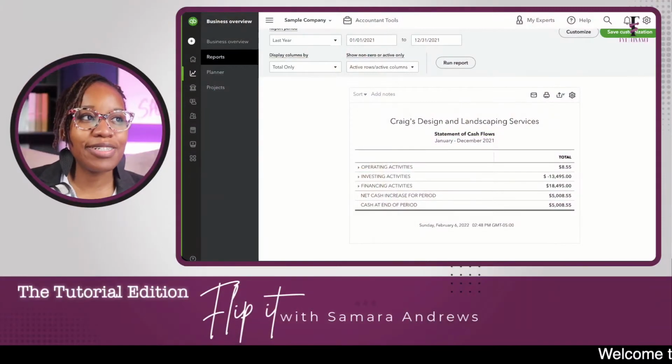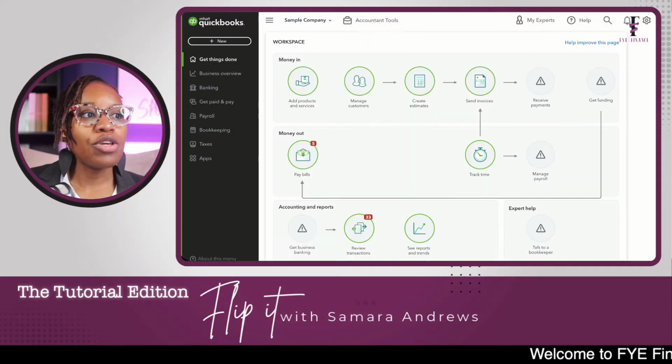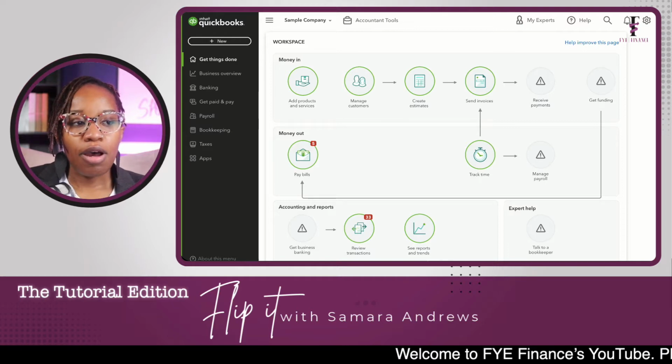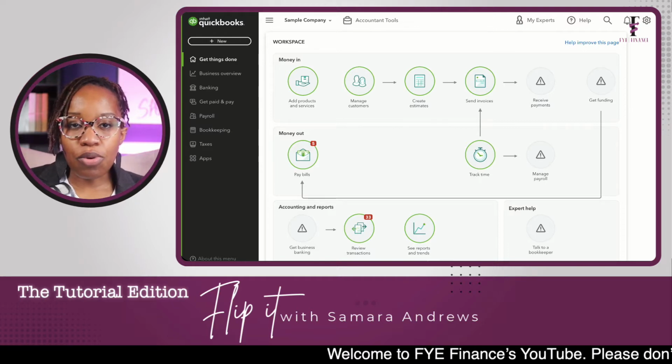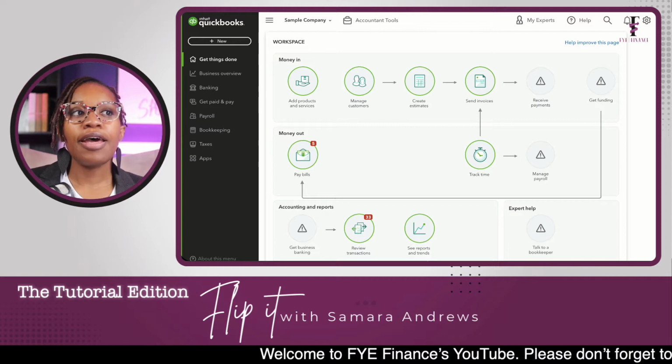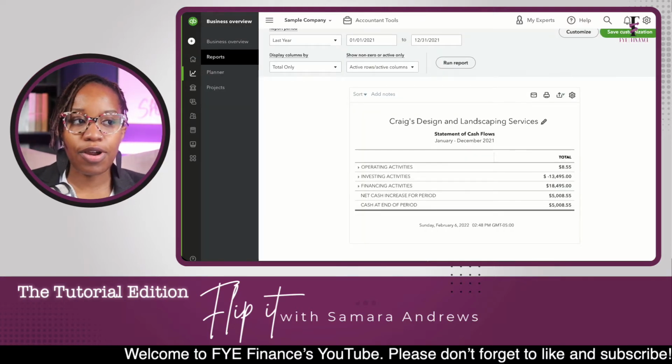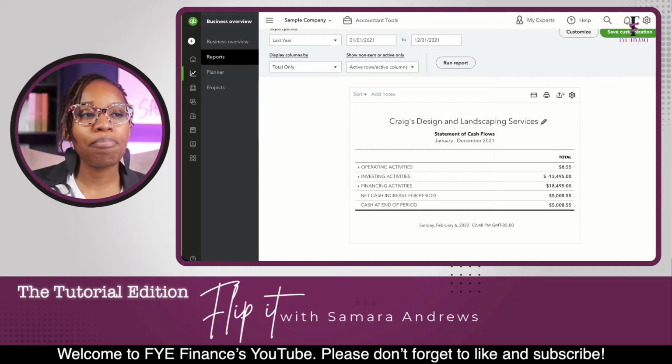You are going to see my screen, very similar to what you saw last time. When you open up QuickBooks, this is the screen that you are going to see. In order to access the report, you are going to click here, and then it will bring you to your cash flow statement report, or statement of cash flows.